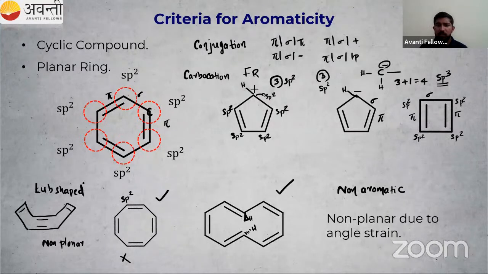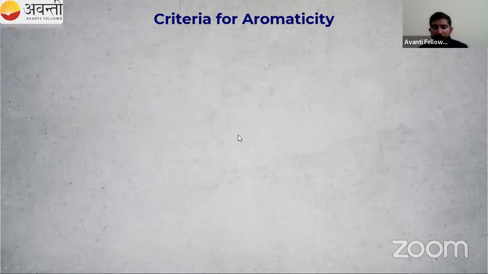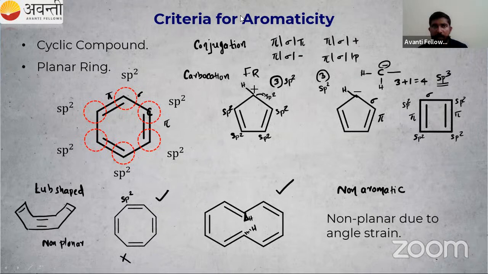Okay, is that clear? First condition, planarity. We have checked the cyclic ring, then planarity, conjugation also. Then the last two examples are not planar; they are non-aromatic in nature. Is that clear? Yes or no? Tell me in the chat box. This definition and everything, these three conditions.